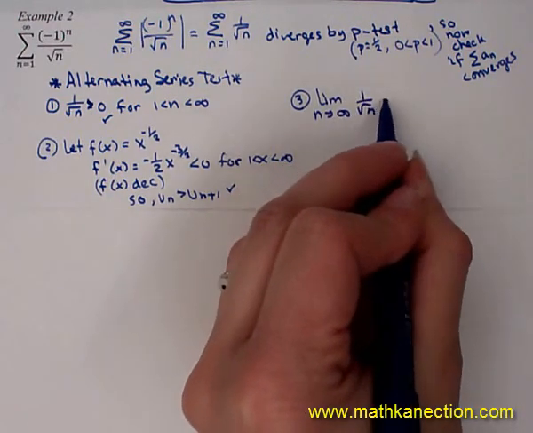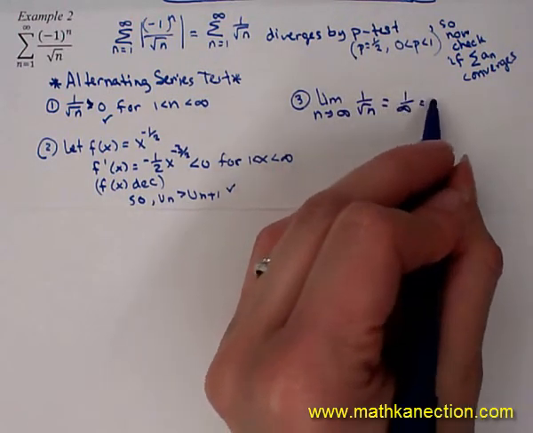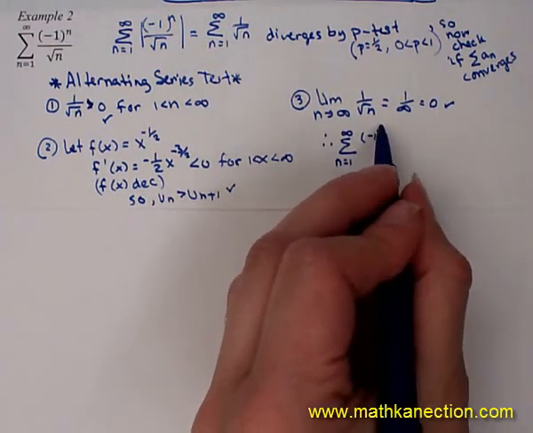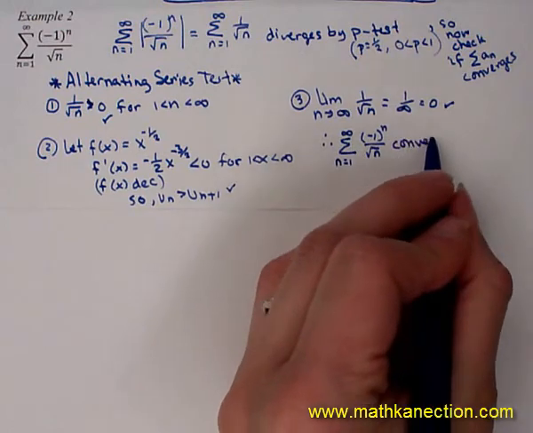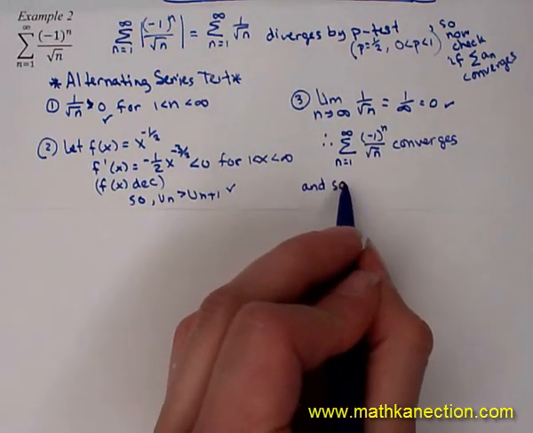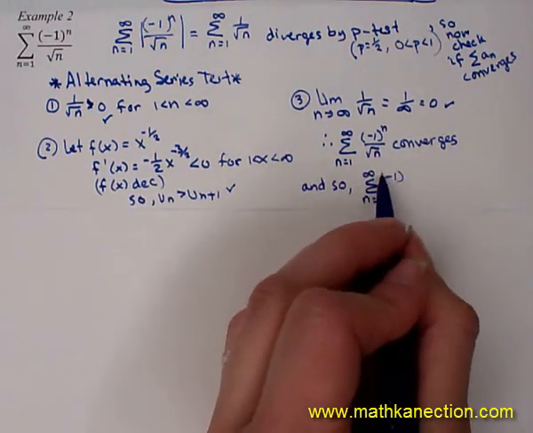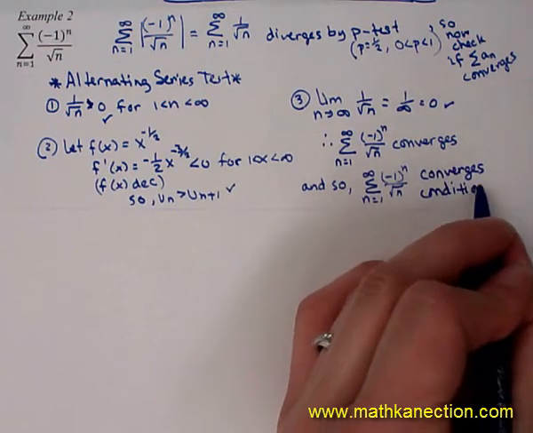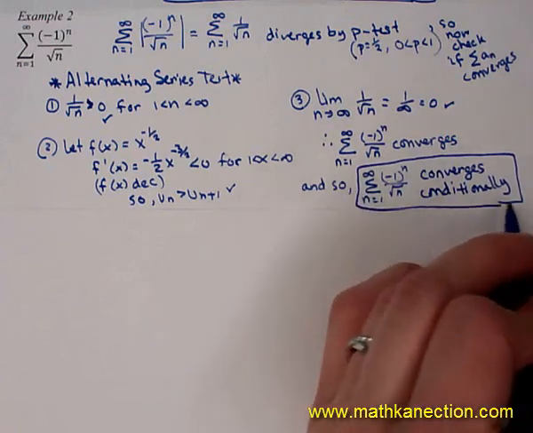Now checking the third condition, the limit as n approaches infinity of the u sub n term is equal to 1 over infinity, which is equal to 0, so the third condition checks. And so the series converges, and since the absolute value of the series diverged and the series itself converges, we say the series then converges conditionally.